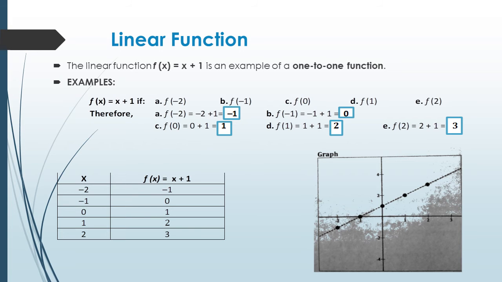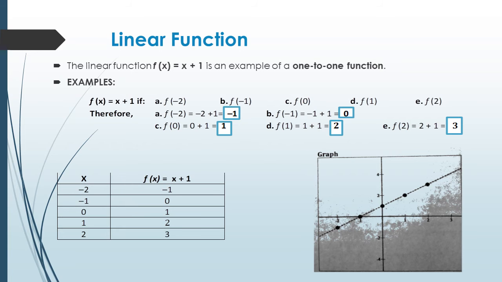Letter D, f of positive 1 is equal to 1 plus 1 is equal to positive 2. So, yan naman po yung value para sa letter D. Letter E, f of positive 2 is equal to 2 plus 1 is equal to 3. So, positive 3 naman po ang value sa letter E.